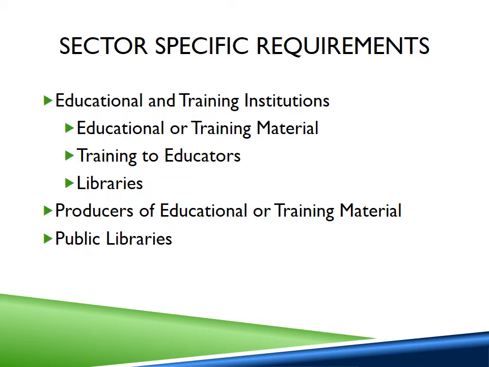The Information and Communication Standard also provides for sector-specific requirements. The sectors which are impacted by the regulations are educational and training institutions, producers of education and training materials, and public libraries. Educational and training institutions include elementary and secondary schools, as well as colleges and universities. There are specific requirements for educational and training institutions as it relates to educational and training materials, training of educators, and libraries specifically for these institutions. Over the next few slides, we will briefly focus on these requirements.